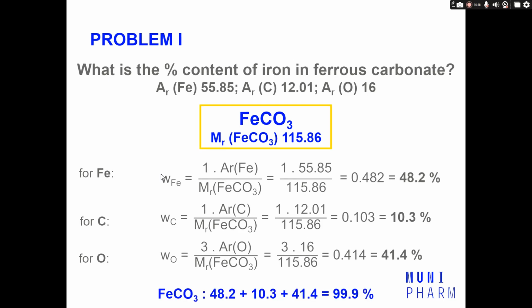For the control, as we have said, the sum of the mass percentages of all elements should be 100%. And we have together 99.9%, which is very close. So we have calculated correctly.